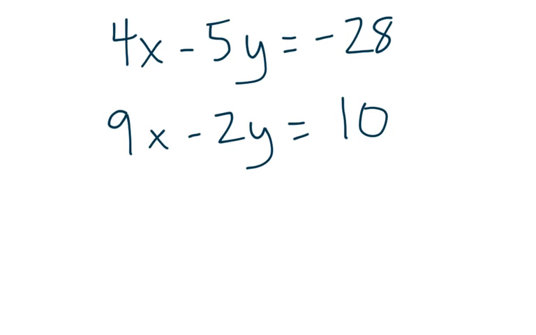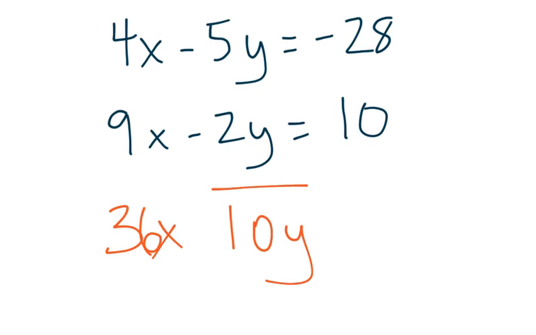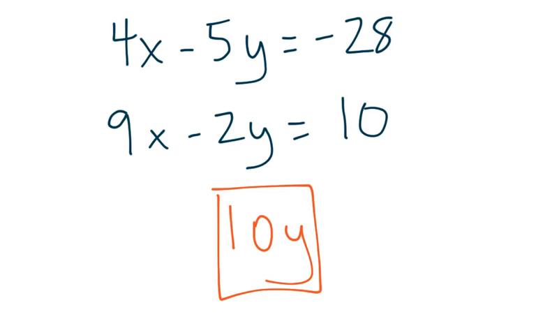We could go up to 36x because that's actually the closest thing that they have. Or I could go up to 10y, and I think that's the best choice. I think we should go to 10y and not 36. 36 is a pretty big number. So let's get rid of the y's.